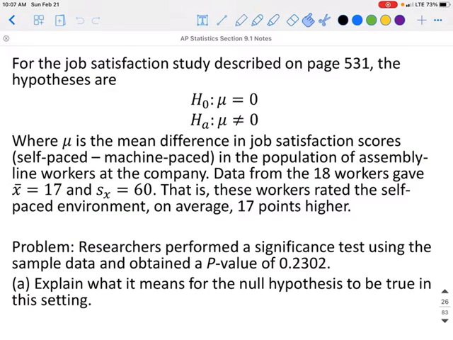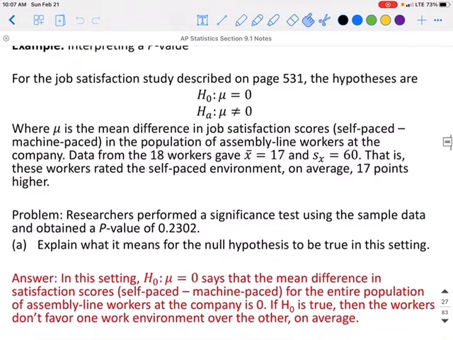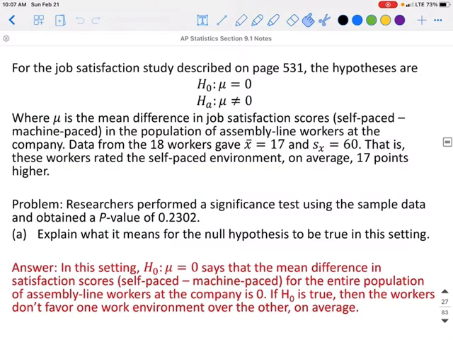Researchers performed a significance test using the sample data and obtained a p-value of 0.2302. Explain what it means for the null hypothesis to be true in this setting. So in this setting, our null hypothesis of mu equals 0 says that the mean difference in satisfaction scores of self-paced minus machine-paced for the entire population of assembly line workers at the company is 0. If the null hypothesis is true, then the workers don't favor one work environment over the other on average.